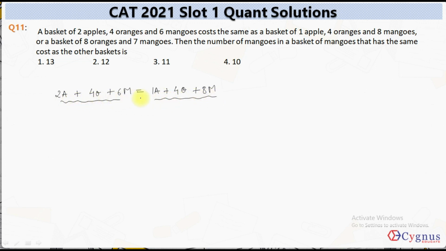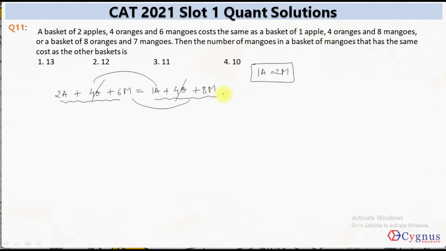The cost of this group is same as the cost of this group. Now if you look at left hand side and right hand side, you can easily cancel out the cost of 4 oranges from it. So you'll get a relationship between apples and mangoes. 1 apple comes on this side, 6 mangoes goes on that side. So what do you get? 1 apple is equal to 2 mangoes. So I'll get a relationship between apple and a mango here. Yes or no?